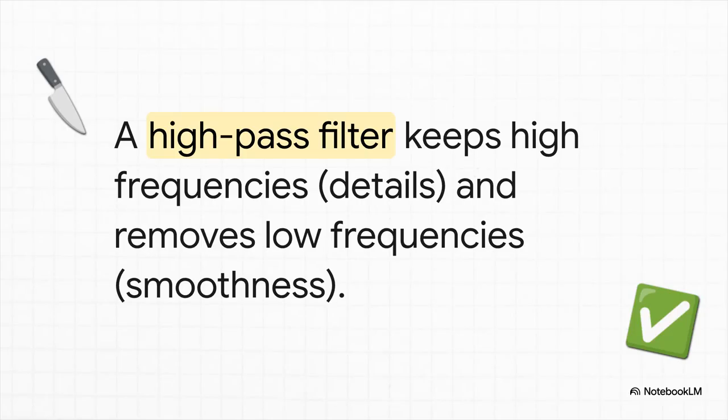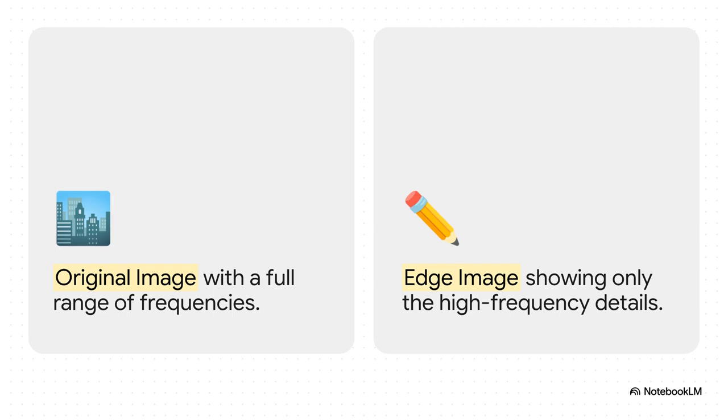Okay, so now let's flip it. A high-pass filter is like cranking the treble all the way up and cutting out the bass completely. It blocks all that smooth, low-frequency stuff and only lets the sharp, high-frequency details get through. And the result of this is pretty fascinating. When you only keep the high frequencies, you get an image that's basically just the outlines and fine details.